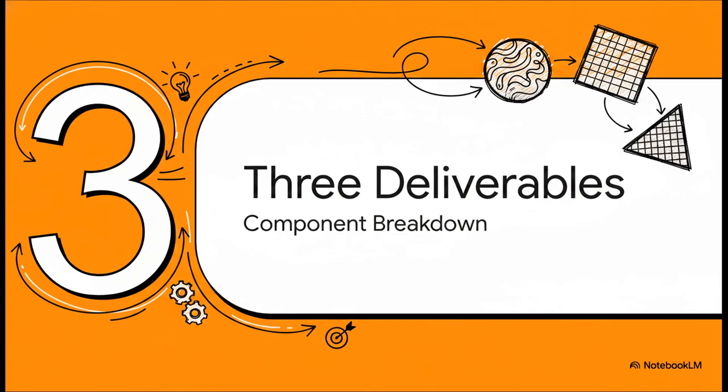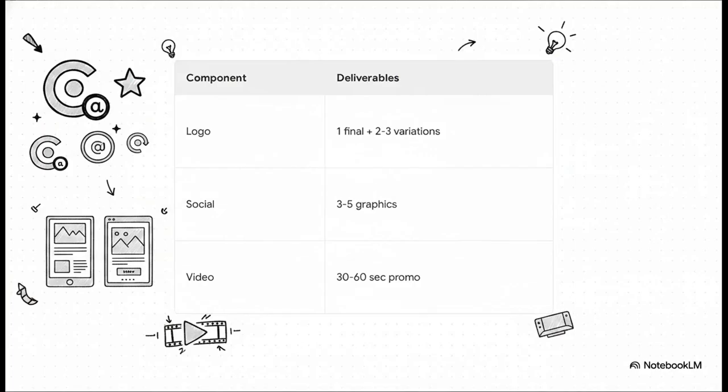All right, Section 3, the 3 deliverables. Let's break down the components. Okay, we know who we're designing for, so let's define the mission. Because real-world clients, they don't just ask for a logo in a vacuum. No way. They want a complete unified package. So you'll be delivering a primary logo along with 2 to 3 variations. Then you'll apply that exact brand identity to 3 to 5 social media graphics to really flex those layout design skills. And finally, you're going to bring the whole thing to life with a 30 to 60-second promotional video.